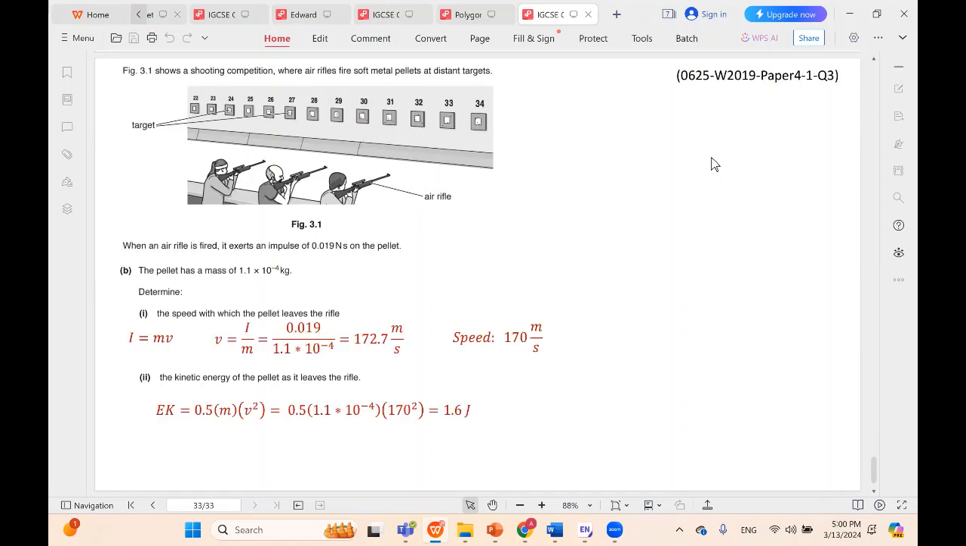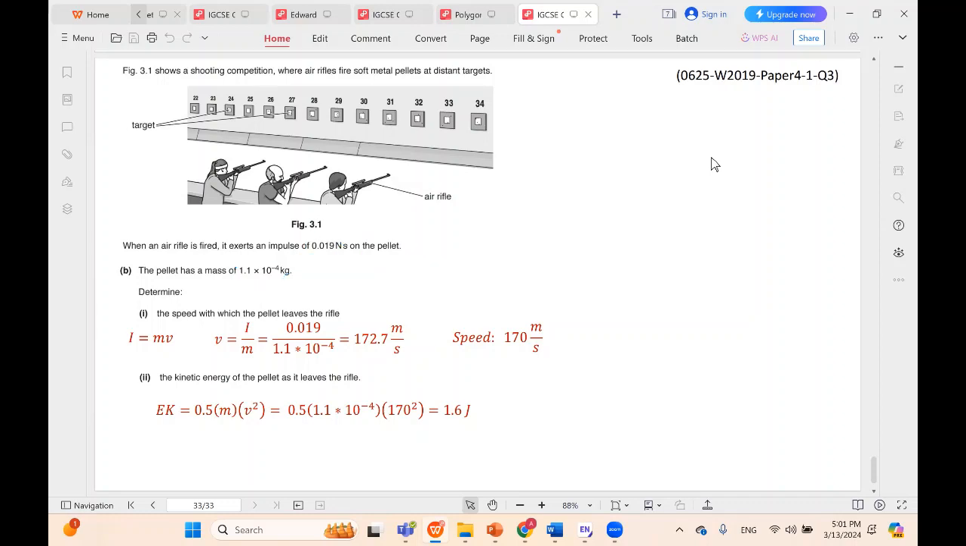So of course here, this is simple enough. You have the impulse. The impulse is 0.019. And you have the mass and you want to get the speed. So why is the impulse equal to mv? Because the initial momentum is 0. So the impulse is equal to the final momentum. Whenever the initial momentum is 0, the impulse is equal to the final momentum. So therefore, 0.019 is equal to mass times velocity. So you divide this number by this number and you get the velocity immediately.